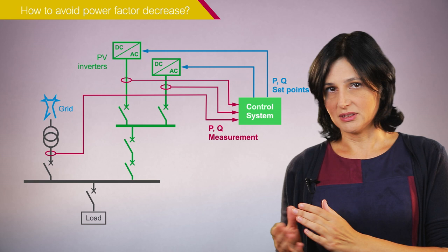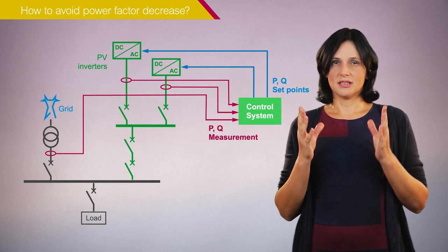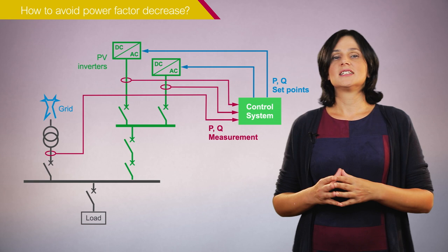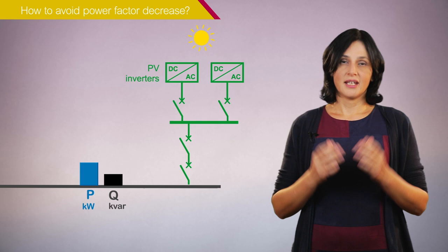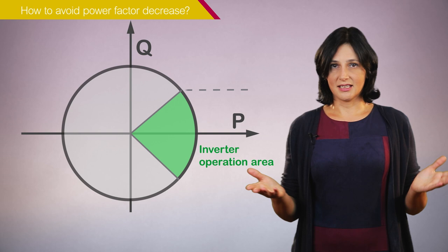This method is very well adapted in terms of compensating power factor degradation by the photovoltaic system itself and with high accuracy. However, it's not efficient to compensate the power factor degradation due to the loads for two reasons. First, because solar production is only available during the day. And secondly, because the inverters are limited in the reactive energy that they can provide.